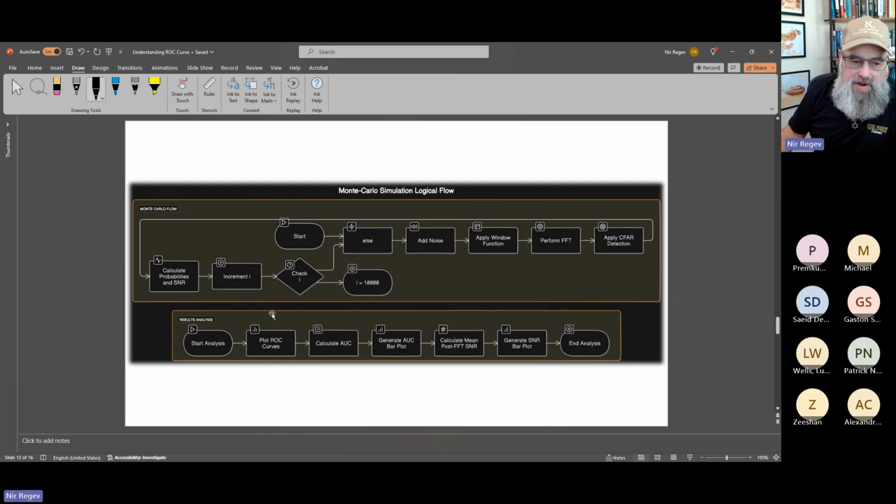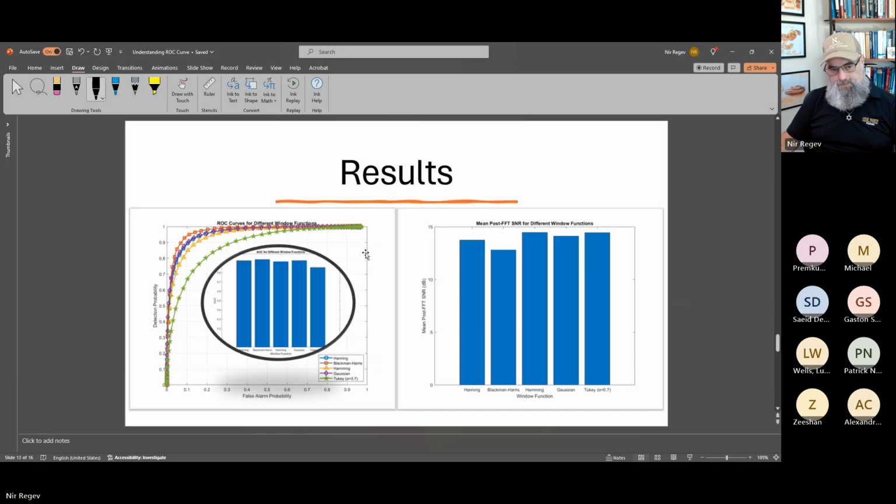Okay, and for each, we calculate probabilities for the ROC curve and AUC, and the SNR, and the mean SNR. And the results analysis is plotting the ROC curve, calculating AUCs, generating AUC bar plots, calculating mean post-FFT SNR, and generating an SNR bar plot. Okay, that's the simulation logical flow. And let's see the results.